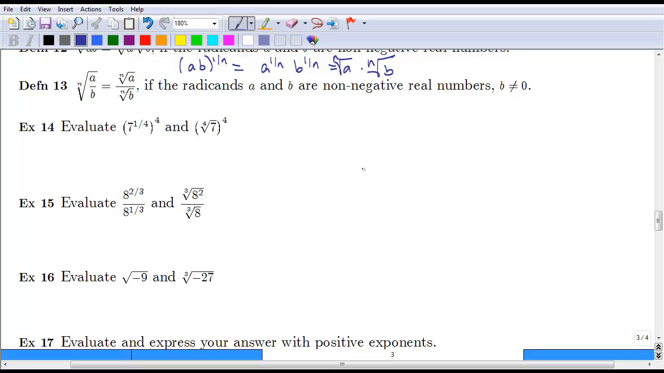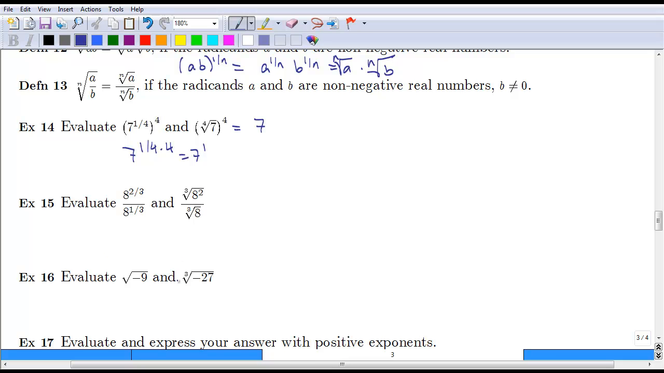If we have, for instance, 7 to the 1/4 to the 4th, we multiply those exponents. So this ends up being just 7 to the 1st, if we multiply that 1/4 times 4. And likewise, we know that the way to get rid of a 4th root would be to raise it to the 4th power, and this also ends up being 7.